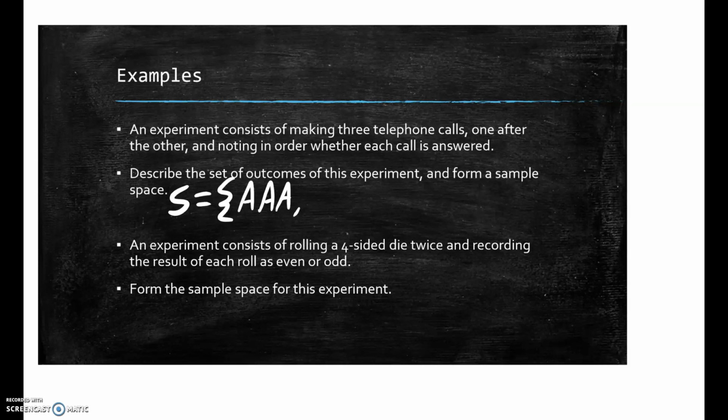All 3 phone calls could be answered right in a row. Boom, boom, boom. It could so happen that we could get answered, answered, unanswered. We could so happen to get answered, unanswered, answered. We could get answered, unanswered, unanswered, right? And then we could also get very similar outcomes, except what if the first phone call is unanswered, right?